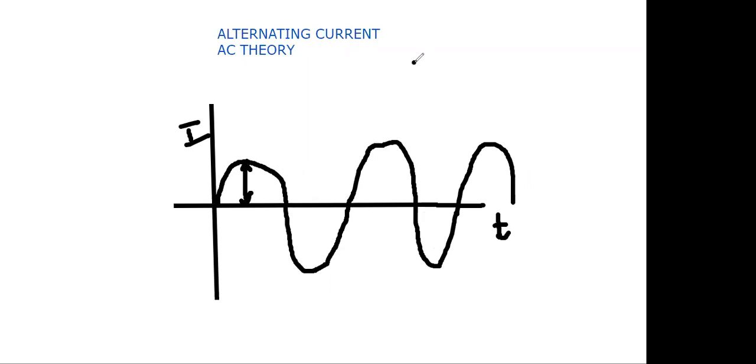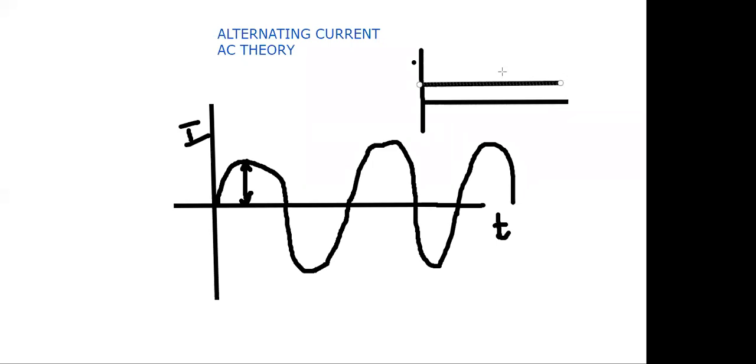Unlike when you have a direct current, because it moves in only one direction. For the direct current, this is how the nature looks like. This one moves only in one direction.